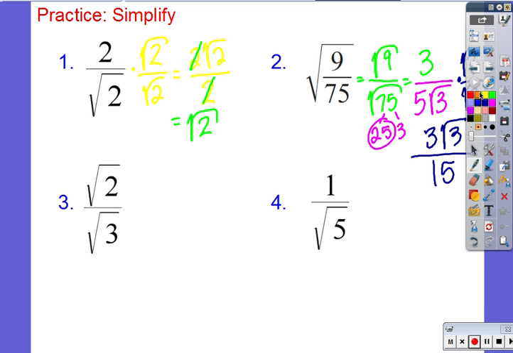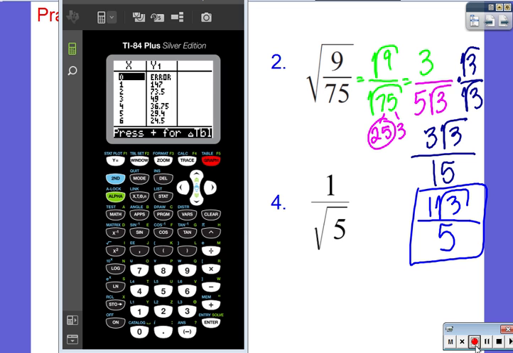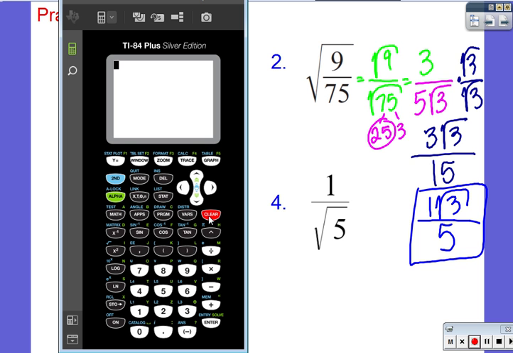And then when you check your outsides, does anything reduce? Yes, they will both reduce by 3. So you end up with 1 times root 3 over 5. Do you have to put that 1? No, you don't. Always check to see if it'll simplify. And if you're not sure, stick it in your calculator, hit math, enter, enter. So 9 divided by 75, enter, and then math, enter, enter.